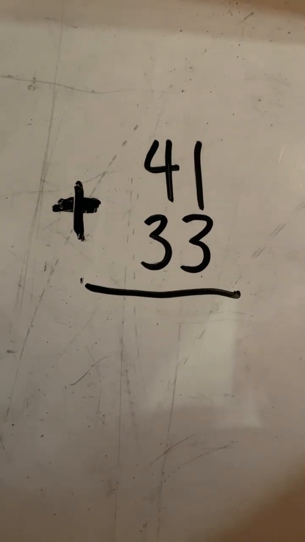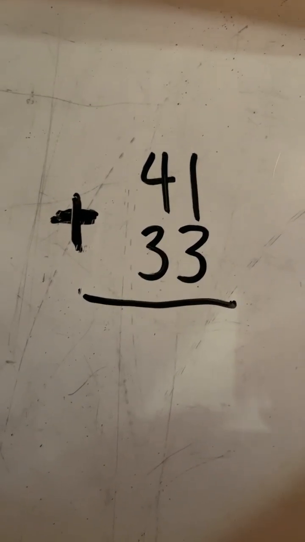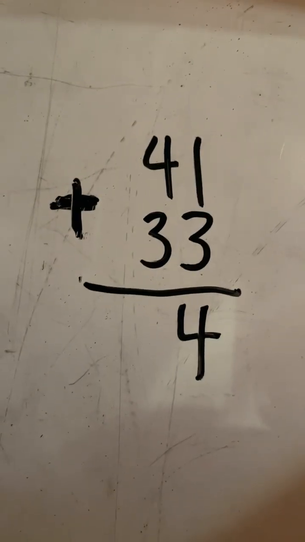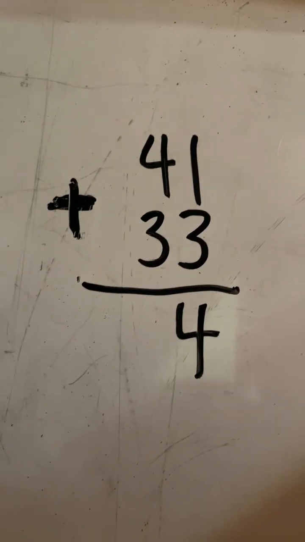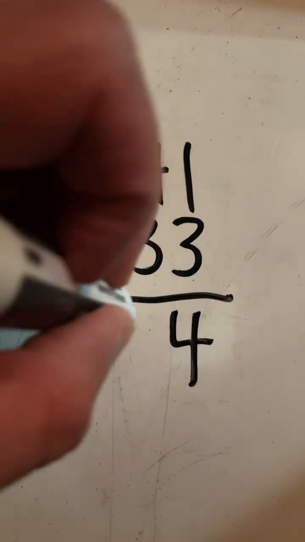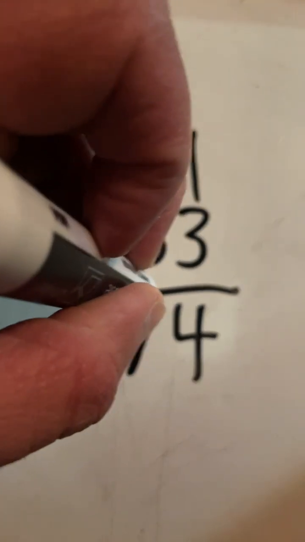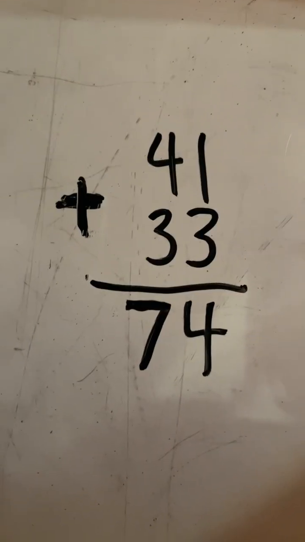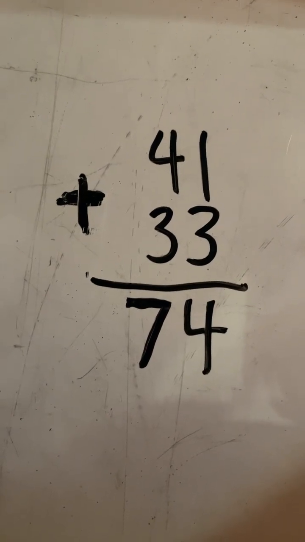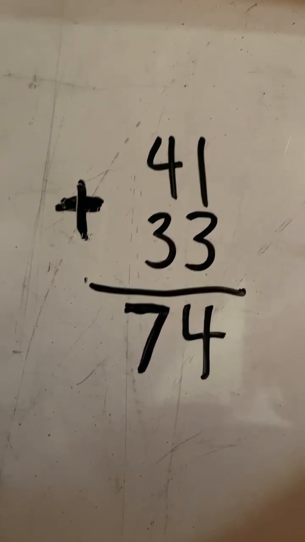Regrouping is not needed. Why? Because our sum is less than 10. 1 plus 3 equals 4. 4 is less than 10. We do not need to regroup. 4 plus 3 equals 7. And we have our final answer. 41 plus 33 equals 74.